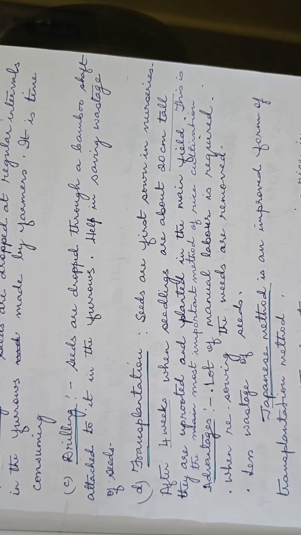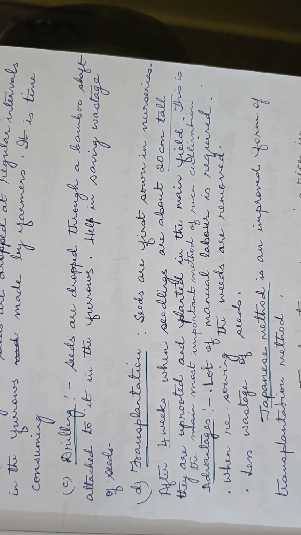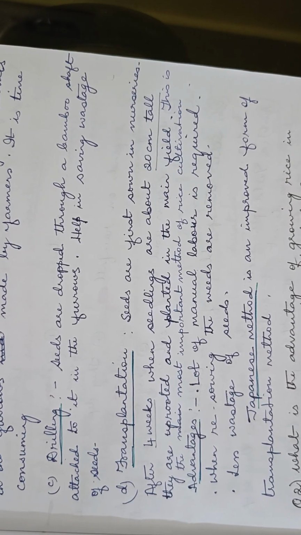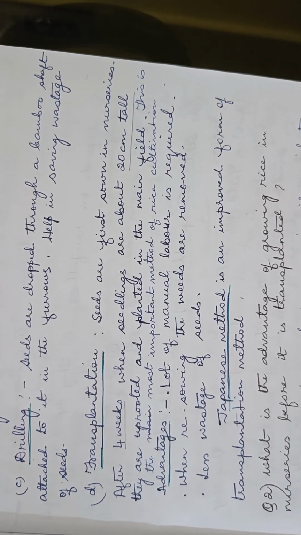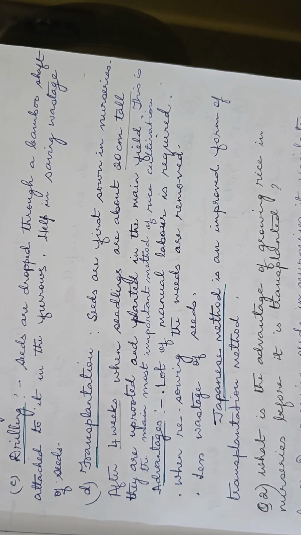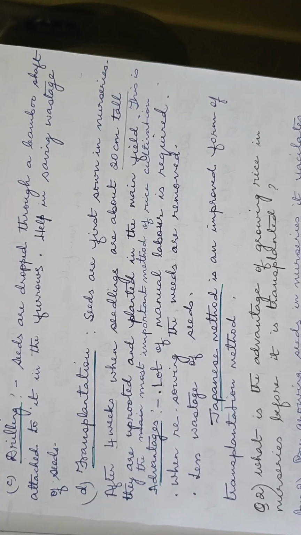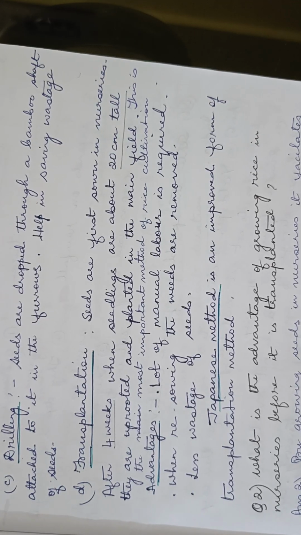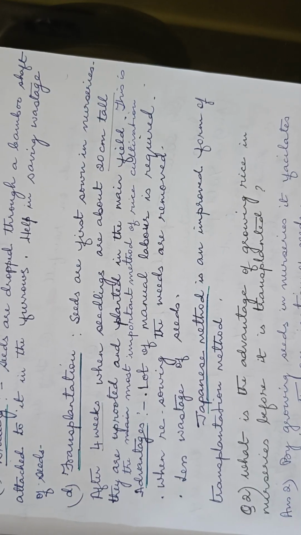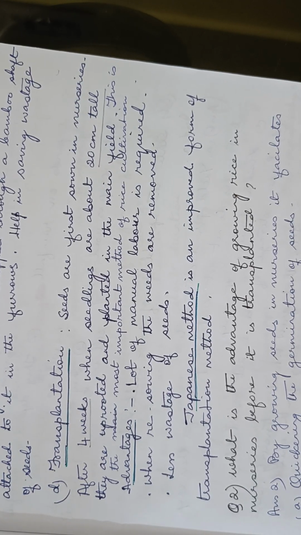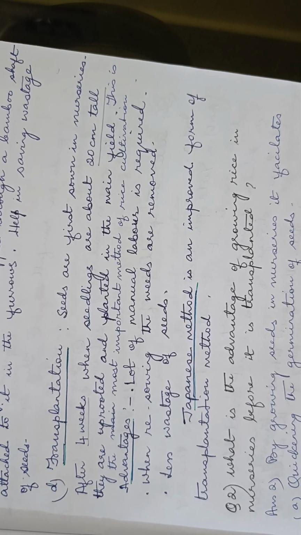Now, what are the advantages of transplantation? Lot of manual labor is required, so scope of employment is more. And when resowing is done, obviously the weeds are removed and less wastage of seeds. So first advantage, lot of manual labor is required. Second advantage, when resowing is done, the weeds are removed. And third, less wastage of seeds. Another, Japanese method, it is of course an improved form of transplantation method.